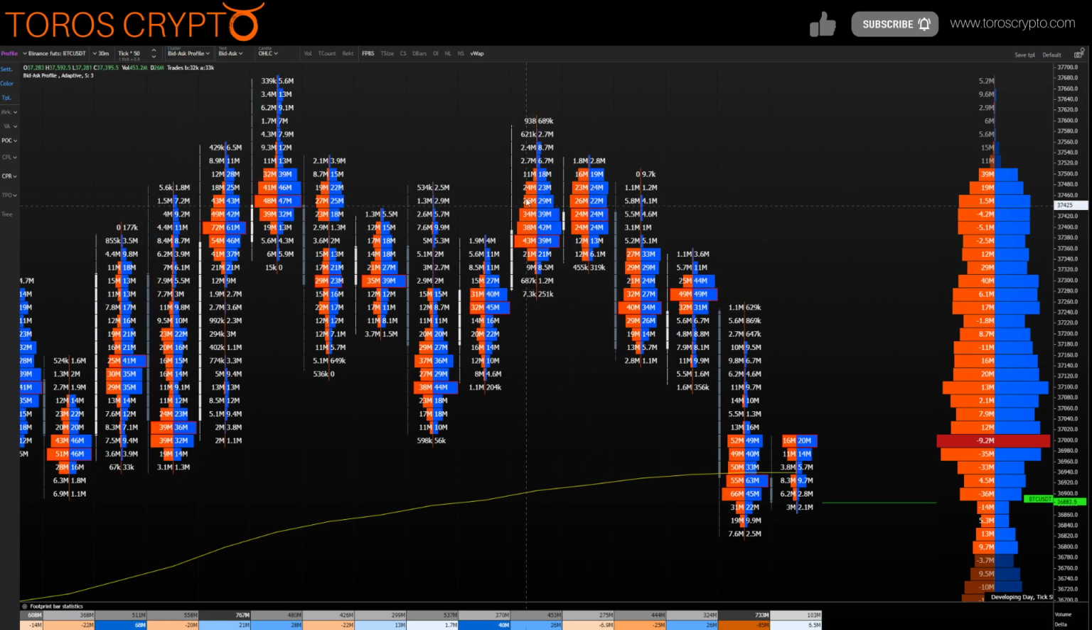So what this is showing you here is your bid and ask profile. On the left hand side are your market sells, and on the right hand side are your market buys. So this is showing only transactions that happen at market. This isn't showing you anything going on at limit.